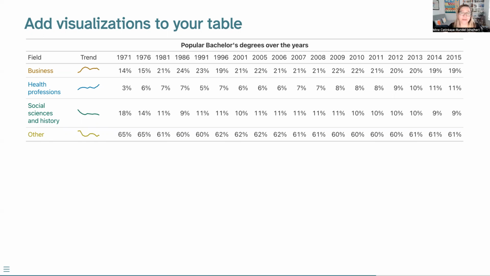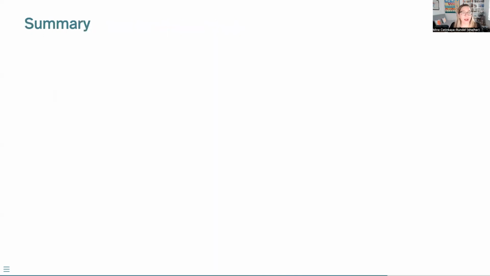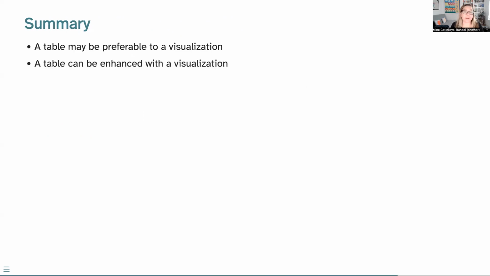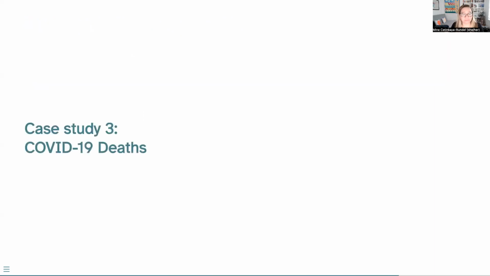But the message I want to send here is that oftentimes we think about, should it be a table or should it be a plot? And you might ask yourself, why not both? So in summary, a table may be preferable to a visualization if your audience needs the precise values. But a table can be enhanced with a visualization so that we can actually show the trends as well.